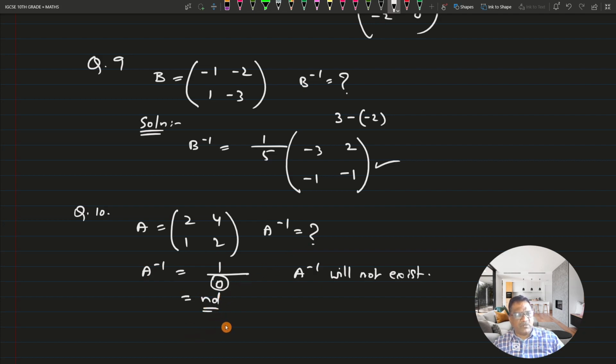The rule is that to find A inverse, you must get the determinant of A not equal to 0. In this case you are getting 0 in the denominator, not defined. So a determinant of 0 will tell you that the inverse of the matrix A does not exist, and that is why the answer to this is A inverse will not exist.